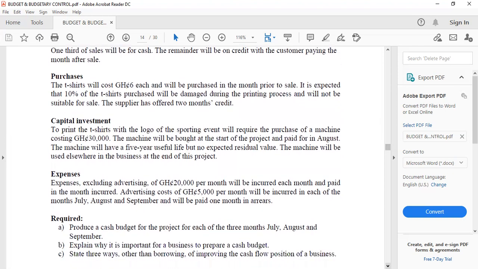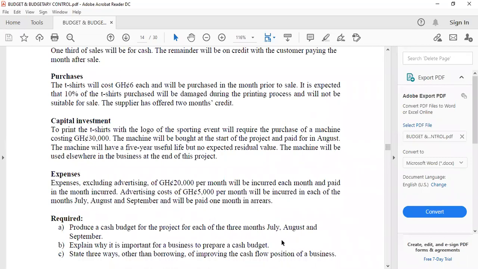Required. Produce a cash budget for the project for each of the 3 months, July, August, and September. B. Explain why it is important for a business to prepare a cash budget. C. State 3 ways, other than borrowing, of improving the cash flow position of a business. Okay. That is the question.